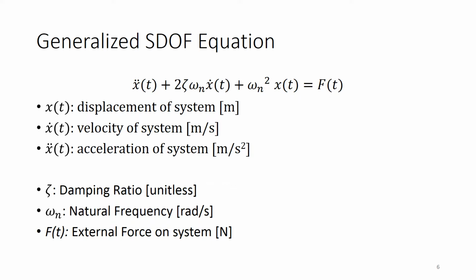So x of t is the displacement of the system in meters, x dot of t is the velocity of the system in meters per second, and x double dot of t is the acceleration of the system in meters per second squared. We also have zeta, which is the damping ratio, which is unitless. We'll go over the damping ratio in a bit. Also, we have omega n, which is the natural frequency in radians per second. We'll also discuss what the natural frequency is. And f of t is the external force on the system, which is in newtons.